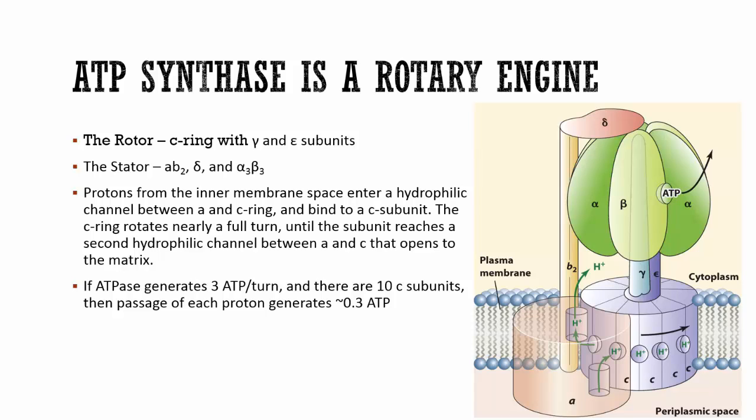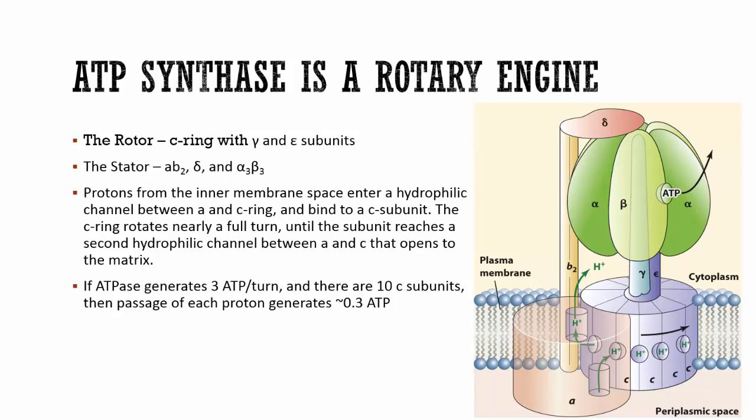The overall mechanism of ATP synthase can be likened to a rotary engine, where the rotor is the C ring in association with the gamma and epsilon subunits, and the stator is the AB2 subunits in association with delta and alpha-beta dimers. In order to drive the rotation of this engine, protons from the inner membrane space enter through the A subunit through a hydrophobic channel and bind to one of the C ring subunits. This binding causes the C ring to rotate incrementally.